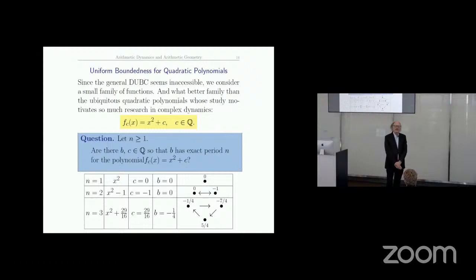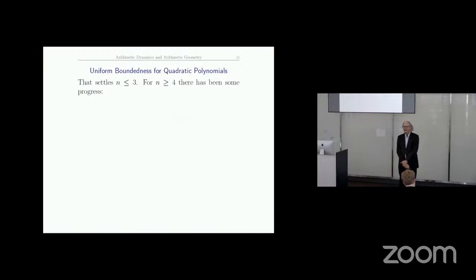If you want a cycle of size 2, you can take x squared minus 1. And if you start with 0, you go to minus 1, and minus 1 goes back to 0. You can get a cycle of size 3. It's a little more work to find it, but x squared plus 29 over 16, if you start at minus a quarter, you get that triangle. Minus a quarter goes to minus 7/4, goes to 5/4, goes back where you started. All right, that settles n up to 3 for quadratics.